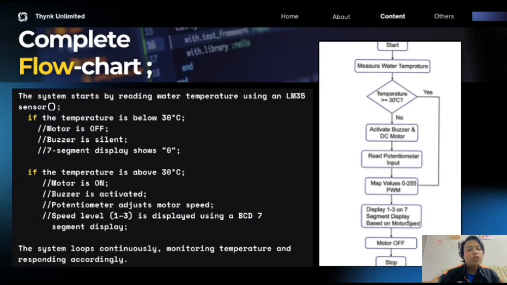Now I would like to explain our flowchart in this project. First of all, we start the system, and the system will measure water temperature. If the temperature is above 30 Celsius, it will activate the buzzer and DC motor. After that, it will read the potentiometer input and make values of 0 to 255 PWM, and then display 1, 2 or 3 on the 7 segment display based on motor speed. Lastly, the motor will turn off and stop. If the temperature is below 30 Celsius, it will repeat the system.